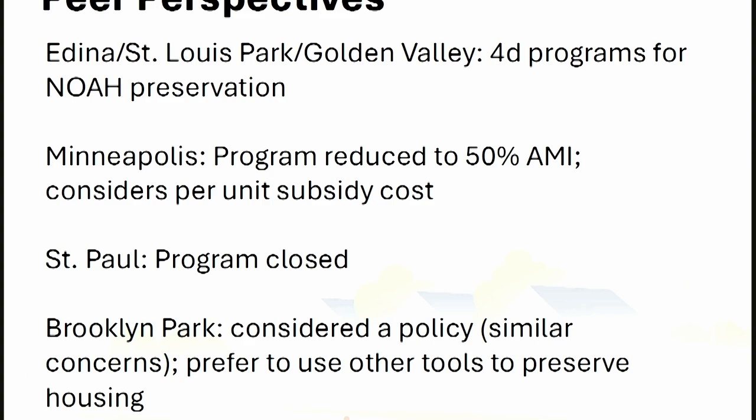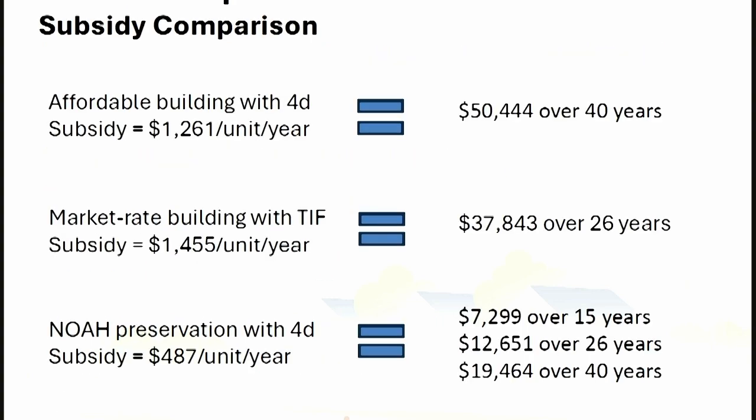On the next slide, we took a look last time at the difference of using 4D for new development and also for NOAA preservation. So TIF and 4D are 2 tools that we can use to support both NOAA preservation and new housing development. This slide takes a look at the cost difference between TIF and 4D on a per unit basis. On a per unit basis, the cost of TIF is actually higher than 4D.